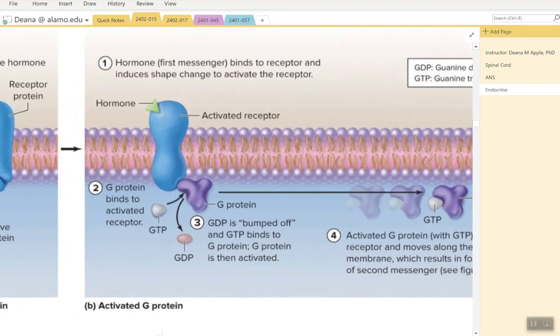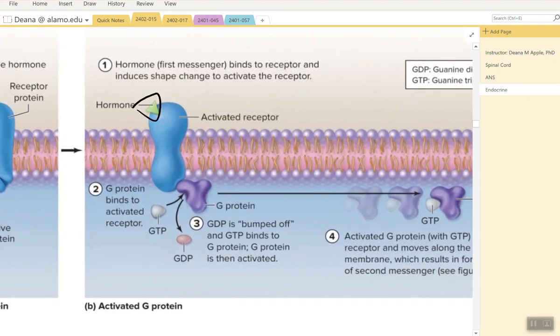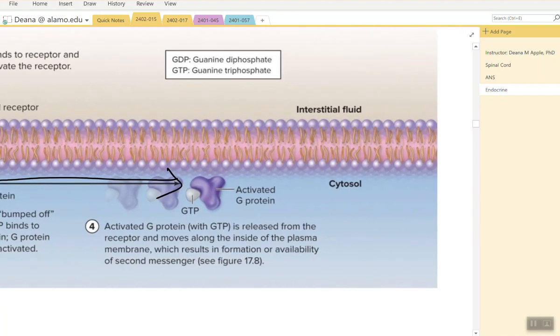So here we are. Here's our receptor. Our hormone has bound to it. We kick off a GDP. Here now I'm answering the question with a picture. A GTP binds to it, and that G protein is activated, and it can come down and activate something else downstream to initiate a signaling cascade. So this is the kinase cascade.